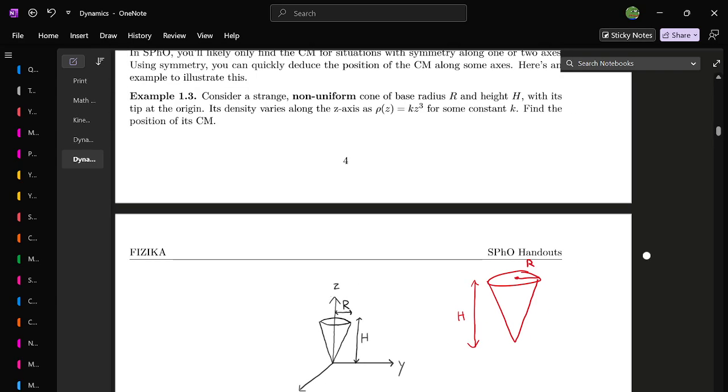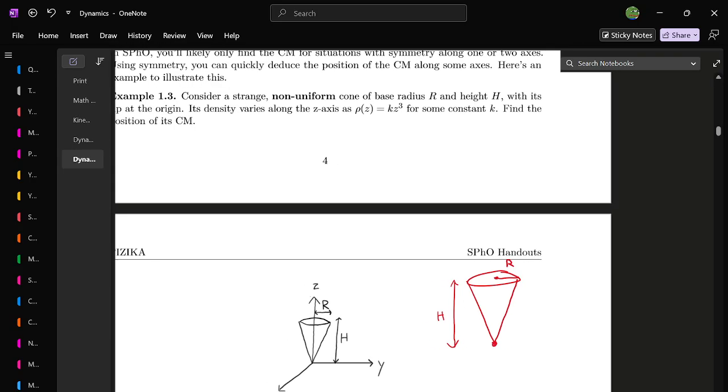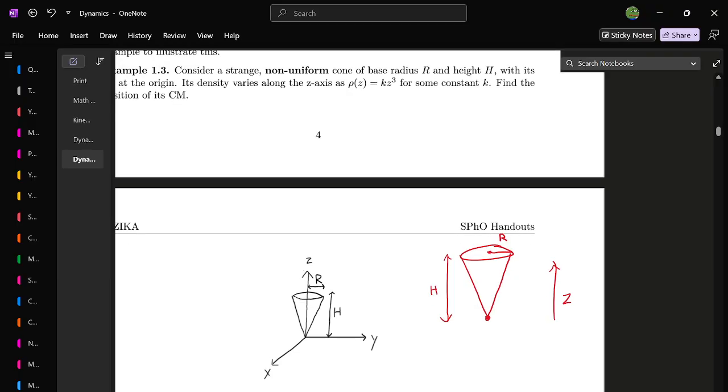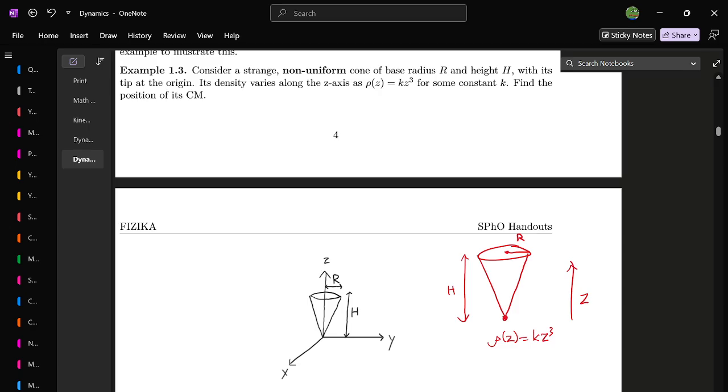So the tip of the cone is at the origin here. You're given that density varies along the z-axis. So density is non-uniform, and we have that rho(z) is kz cubed for some constant k. We want to find the position of the CM.